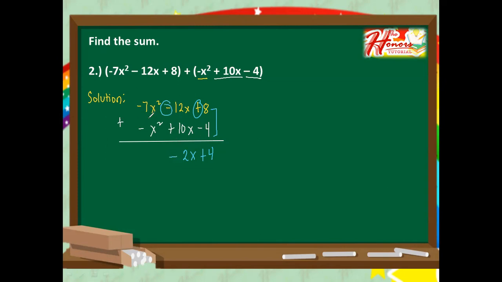Next, as you can see, we don't have any number here, but there is a number here. But we cannot see it. It is invisible. That's 1. So we have here negative 1. Same sign. Copy the sign and then add the numbers. 7 plus 1, that's 8. And then don't forget to copy the variable, which is x, and the exponent, which is 2. Final answer, negative 8x squared minus 2x plus 4. That's for number 2.